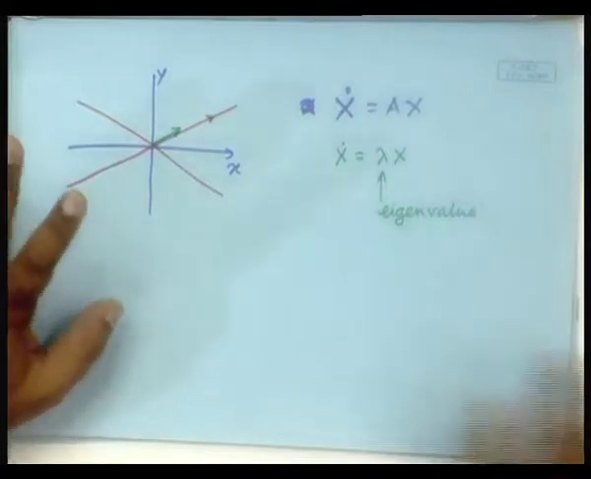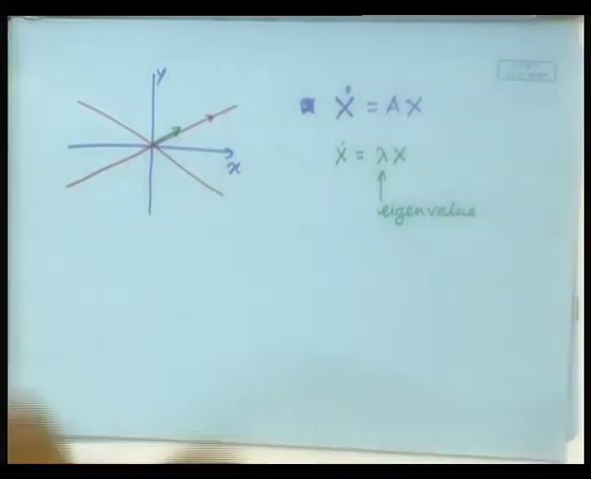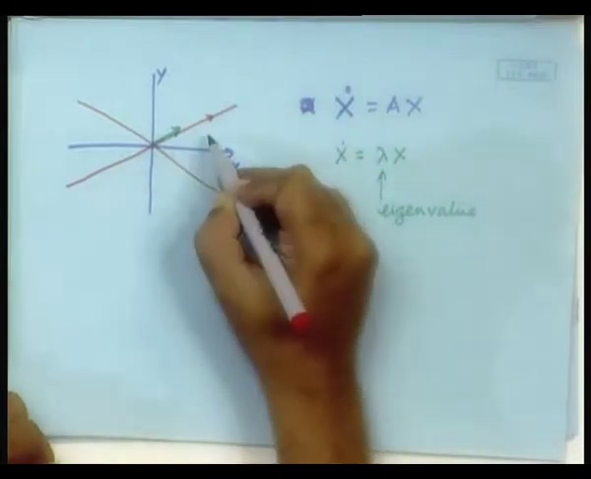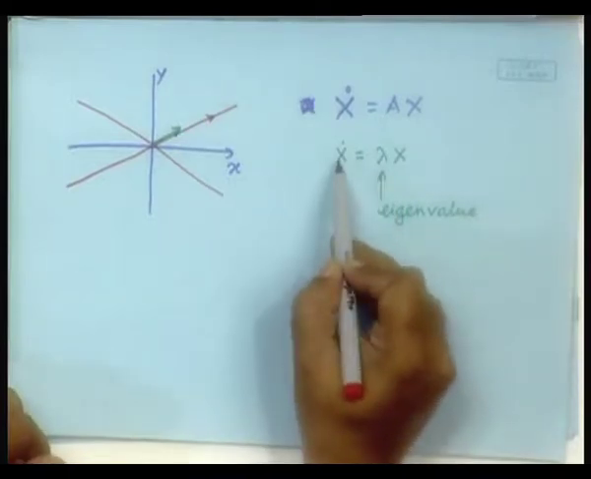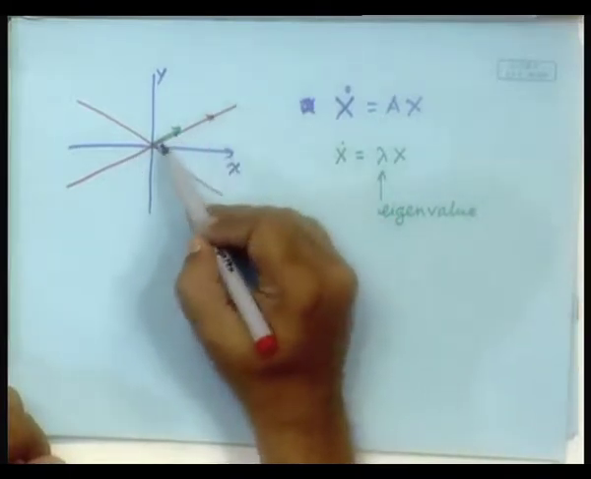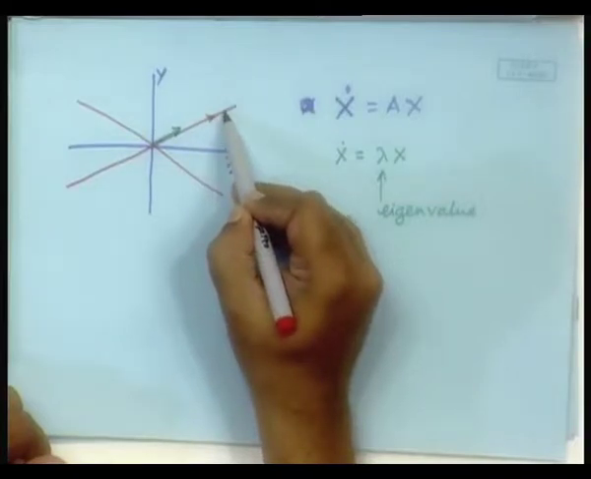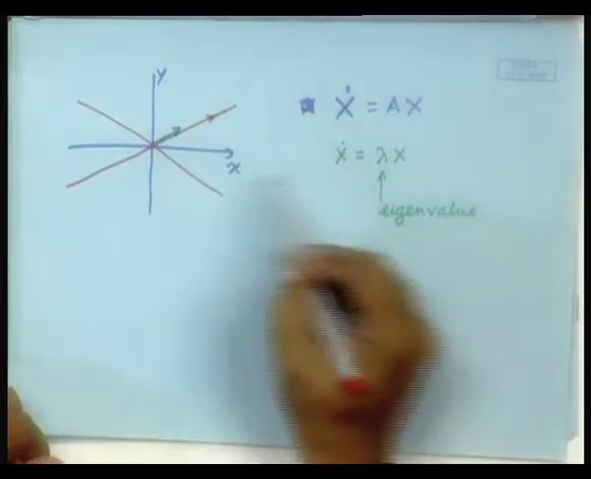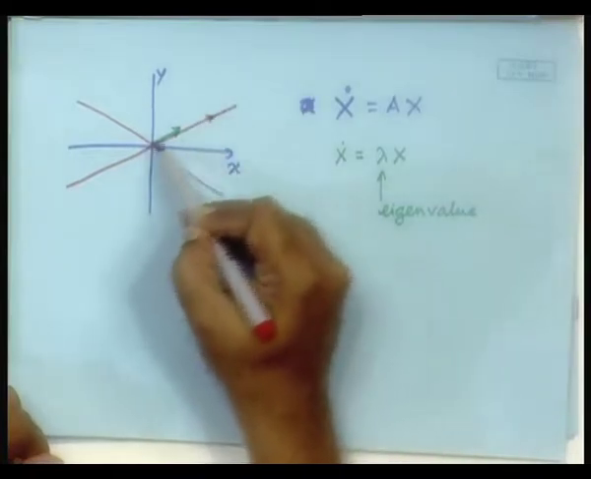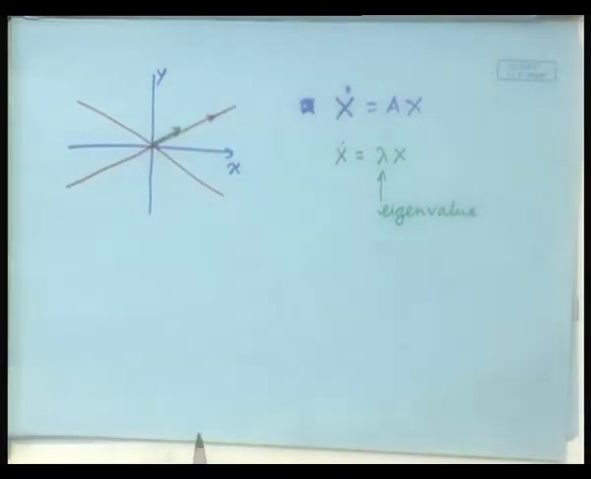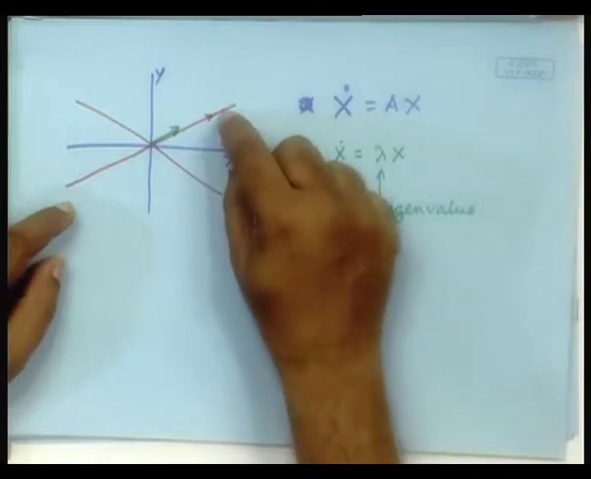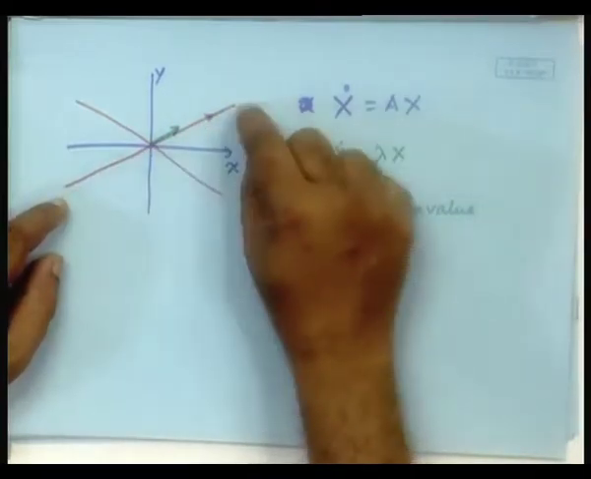In the last class we understood how to obtain the eigenvalues and eigenvectors. The crucial point is that if an initial condition is placed on an eigenvector, the x dot vector will be in the same direction, and therefore it will move in the same direction. If x dot is in the opposite direction, it will still move along the same line, along the same eigen direction.